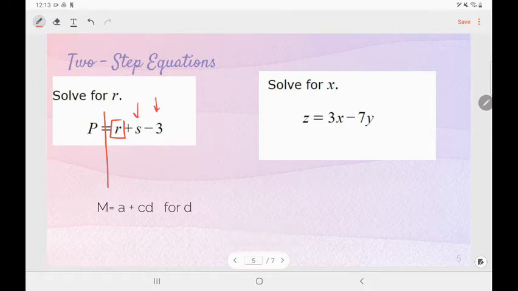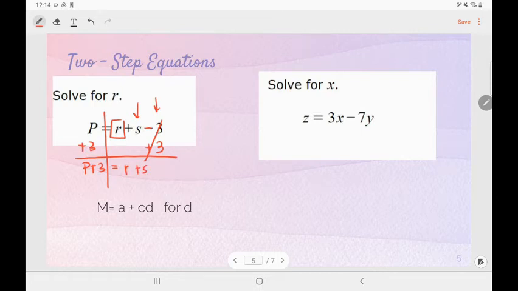So how am I going to move those? Well, if I have this s and this minus 3, I'm going to work from farthest away from my variable to closest. So I'm going to get rid of this negative 3, or minus 3. I'm going to do the opposite. The opposite of minusing 3 is adding 3. So I'm going to add 3 to both sides. That eliminates it from this side, and I'm left with p plus 3. Notice I can't combine those, so I wrote them side to side, equals r plus s.